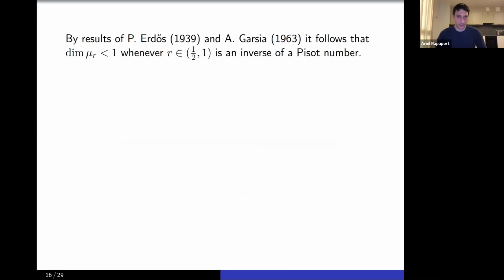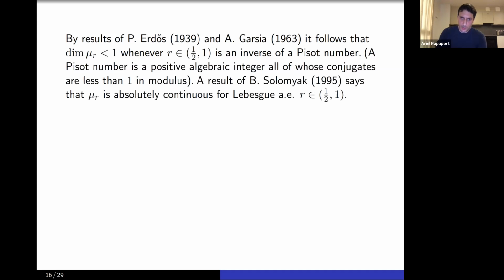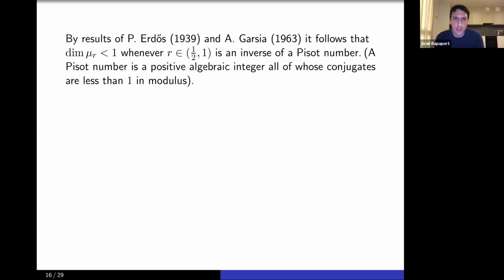So I'll mention a couple of relevant results. By the results of Erdős and Garsia, it follows that the dimension of mu r is strictly less than 1 whenever r is in the relevant interval and is the inverse of a Pisot number. Recall that a Pisot number is a positive algebraic integer, all of whose Galois conjugates are less than 1 in modulus. So these are the only examples we know for which the Bernoulli convolution has dimension less than 1, or is not even absolutely continuous.